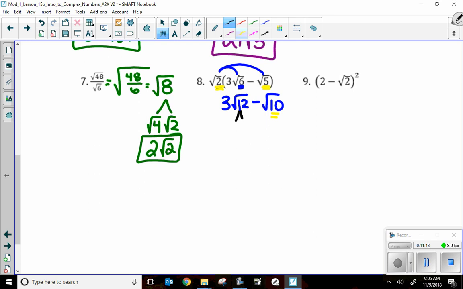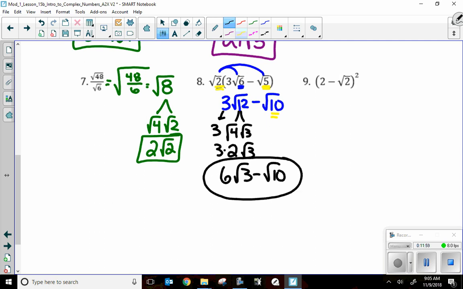The square root of 12, that's 4 times 3. I still got my 3. The square root of 4 is 2, radical 3, and I still got my 3. So I have 6 radical 3 minus radical 10. That's it. Because what did we say about radicals? They're a lot like variables. If these are not the same, I cannot combine them. Okay?